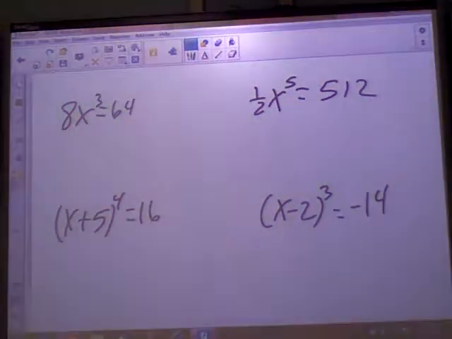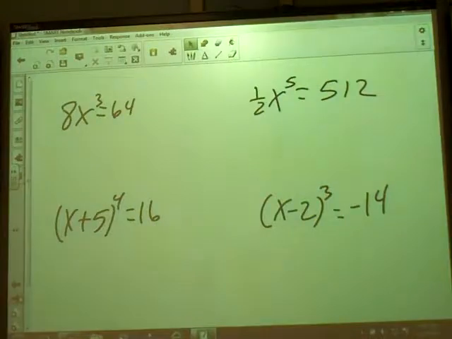Get them done and check them, see how your huddle did. Well, I gotta get me a piece of paper out. What'd you get on the first one, Bob? Huh?